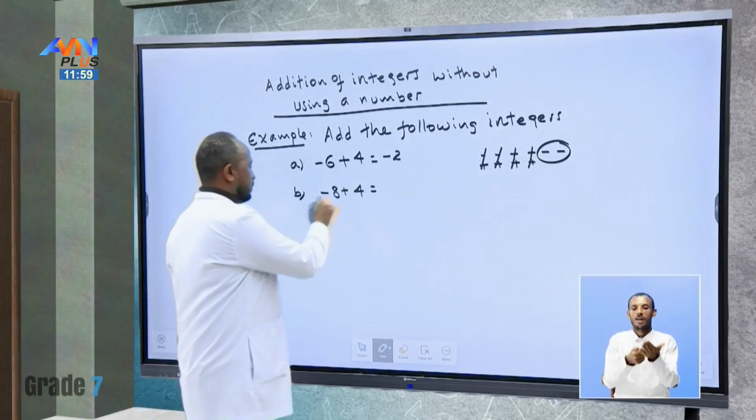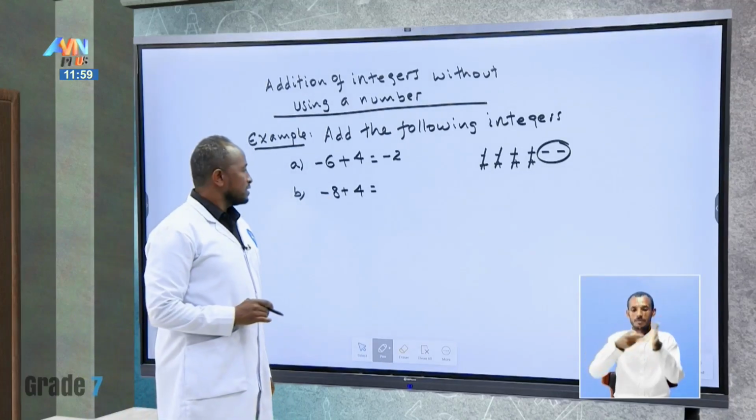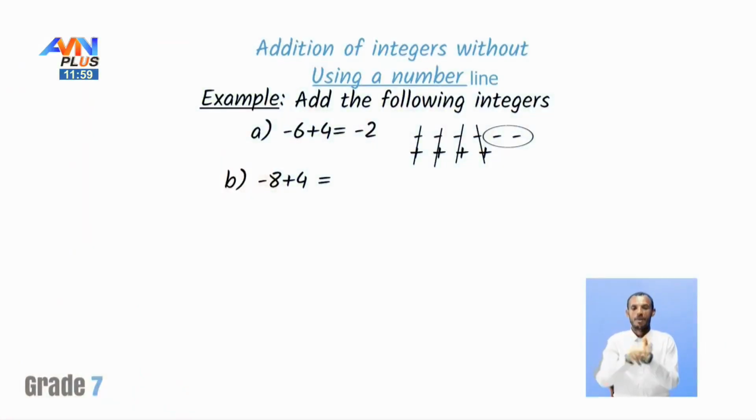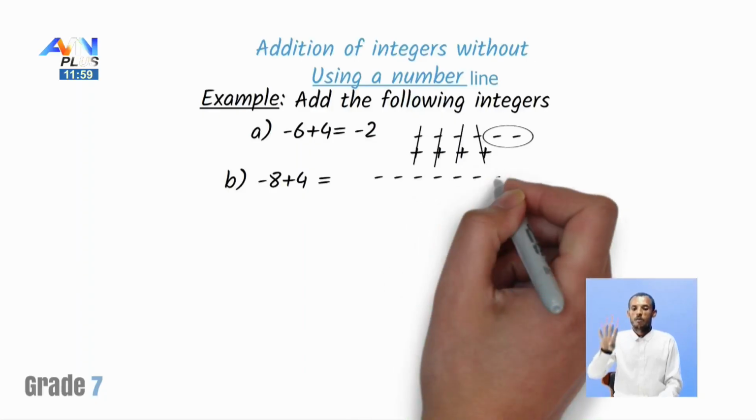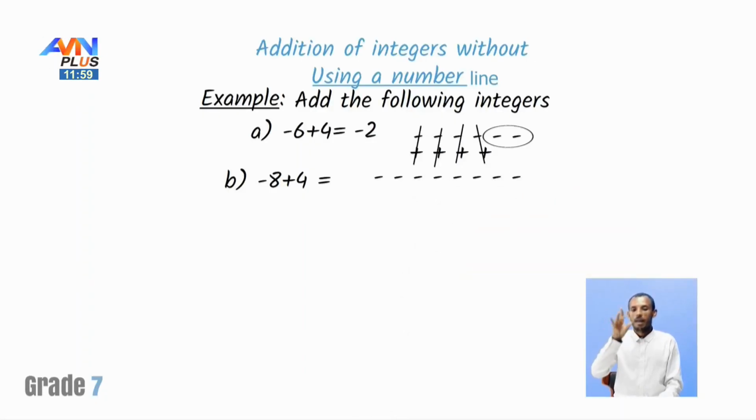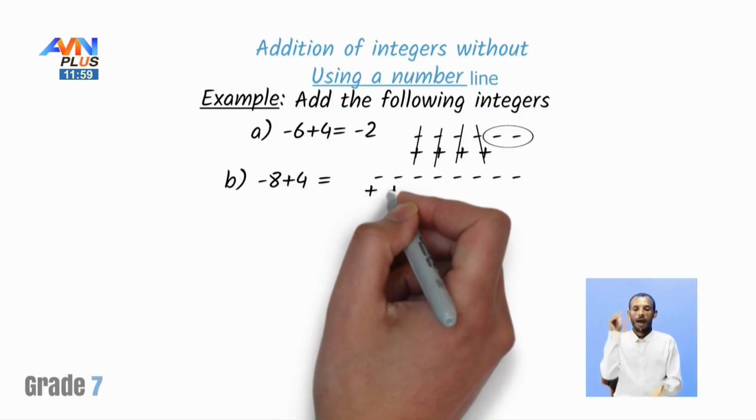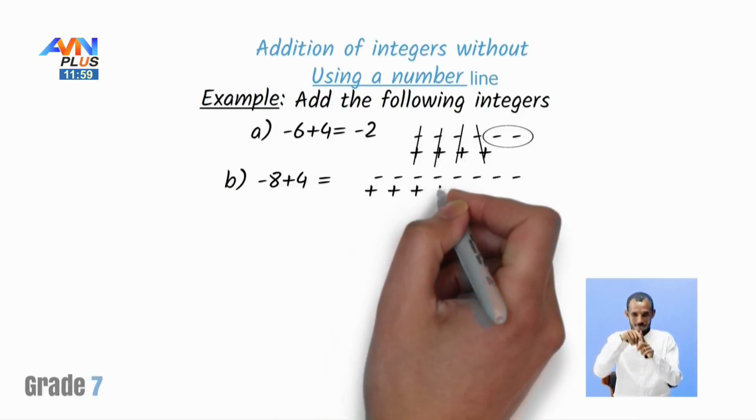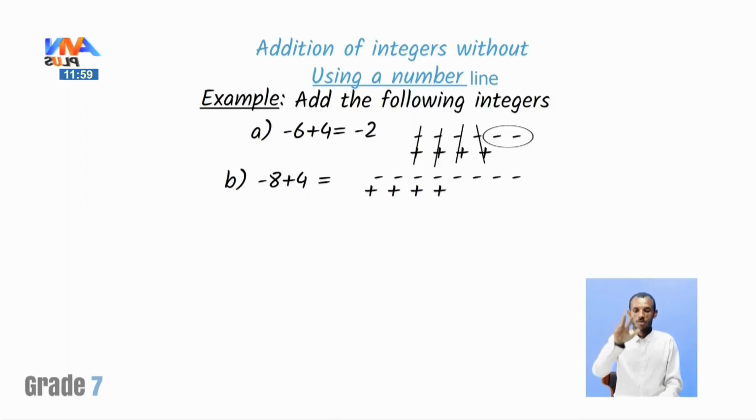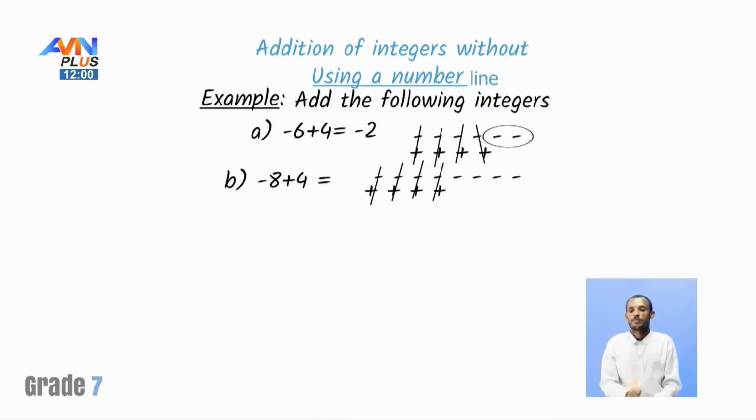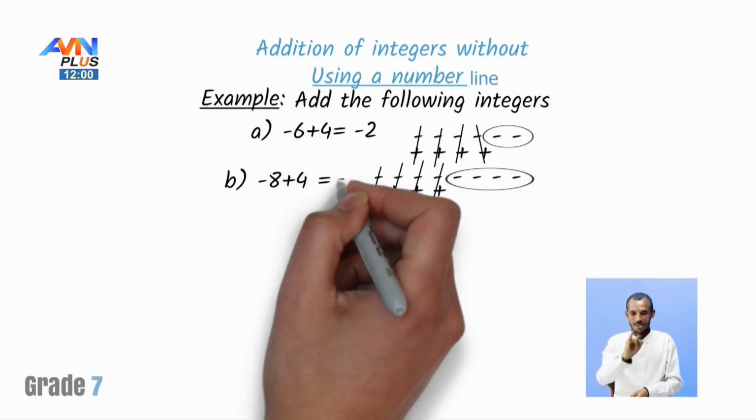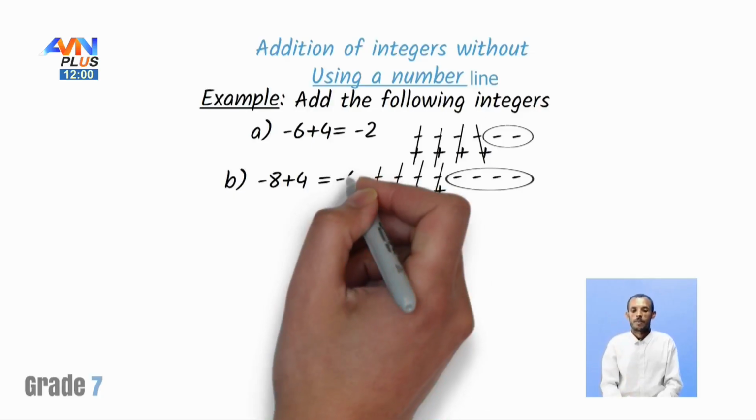Here, minus 8 or negative 8 means it has 8 negatives. So let's put 8 negatives here. 1, 2, 3, 4, 5, 6, 7, and 8 negatives. Again, you add 4 positives. So here, 1, 2, 3, 4 positives. So the sum of opposites is 0, so these two cancel out. It becomes 0. So you have these 4 negatives. Therefore, the answer will be negative 4. Let's proceed.